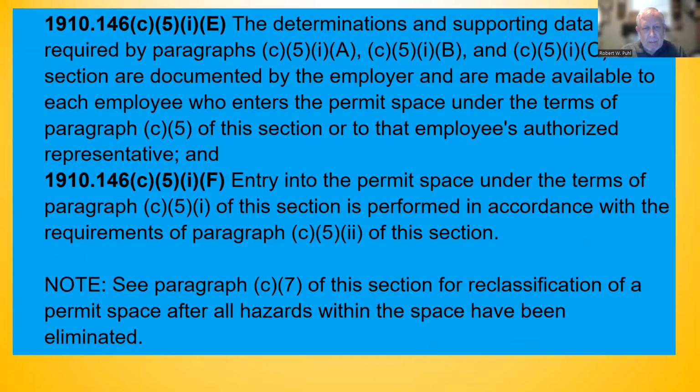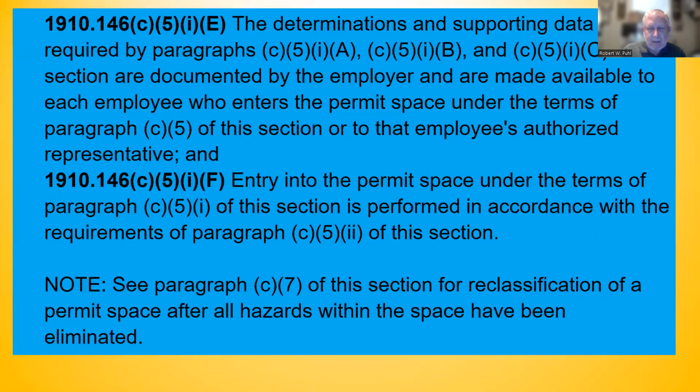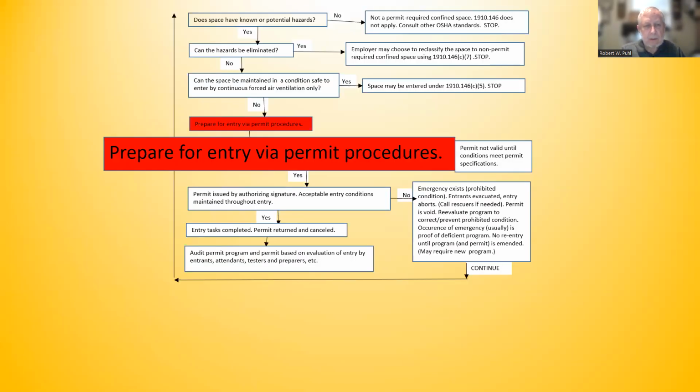Determinations and supporting data required by these paragraphs are documented by the employer and are made available to each employee who enters the permit space under the terms of paragraph (c)(5) of this section, or to that employee's authorized representative. And entry into the permit space under the terms of paragraph (c)(5)(i) of this section is performed in accordance with the requirements of paragraph (c)(5)(ii). Note: see paragraph (c)(7) of this section for classification of permit space after all hazards within the space have been eliminated. So this thing jumps around a lot, and that's really confusing. So now you're going to be prepared for entry via permit procedures.